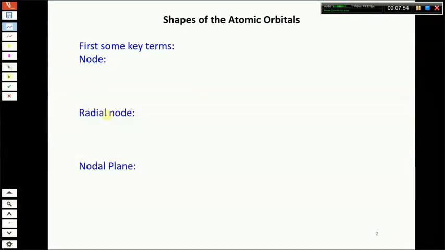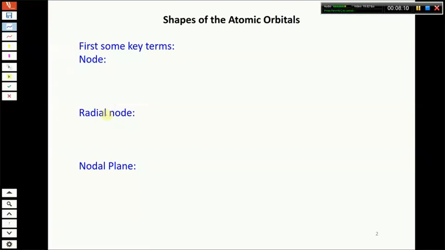And using that probability, then we can define shapes, which are regions in space where the electron is likely to be, let's say, 90% of the time. That's typically how they're drawn. So if we're going to understand the shapes of atomic orbitals, we first need to get some terms out of the way that are going to come in when we describe these.